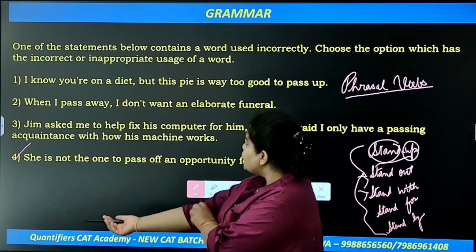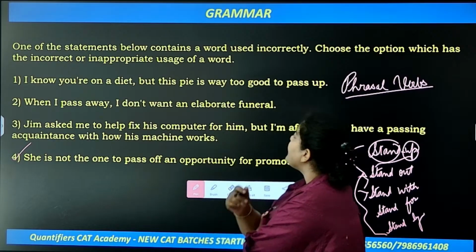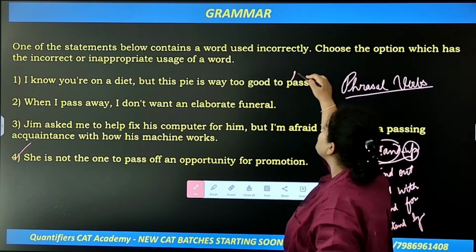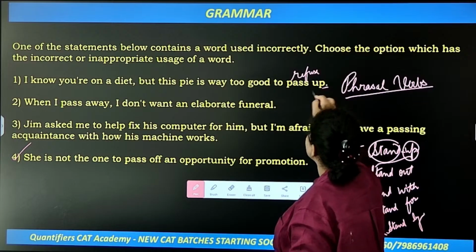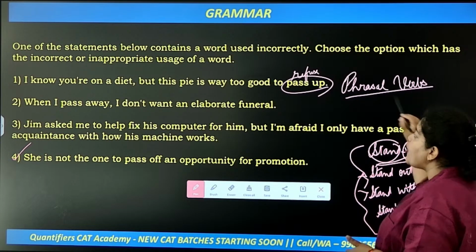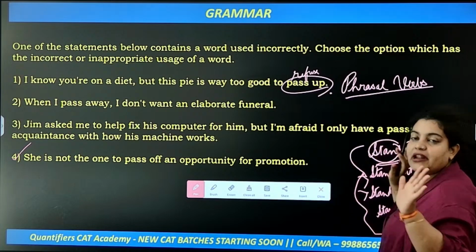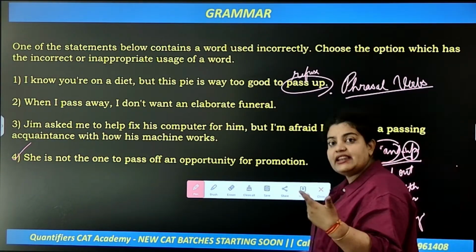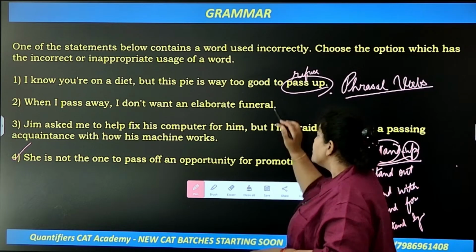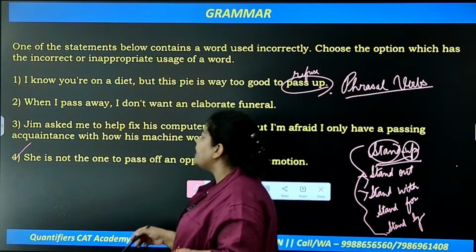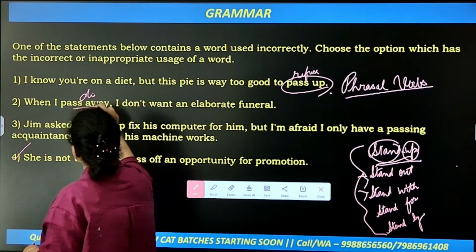Now let's see, I know you are on a diet, but this pie is way too good to pass up, okay? Way too good to refuse. So pass up means refuse. Now you can see here, stand up, get up or pass up, okay? There's no commonality that up means the same thing. Here the pass up basically refers to refuse, okay? So here the context is absolutely correct. When I pass away, that means that I die, okay? So that is also correct.